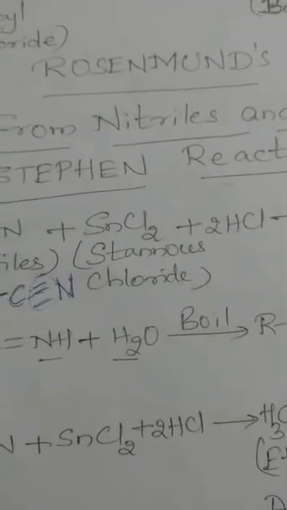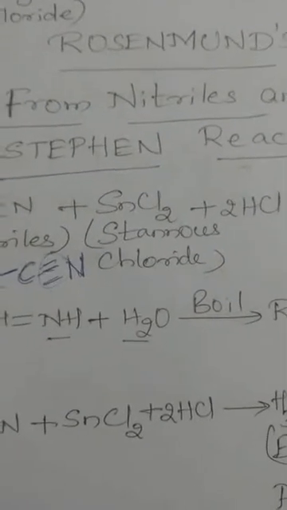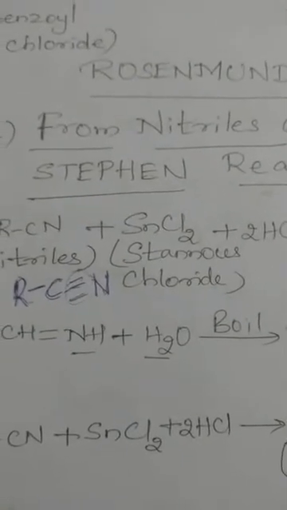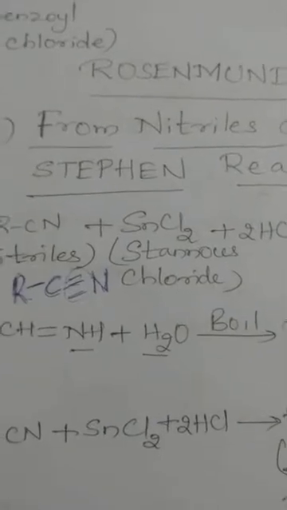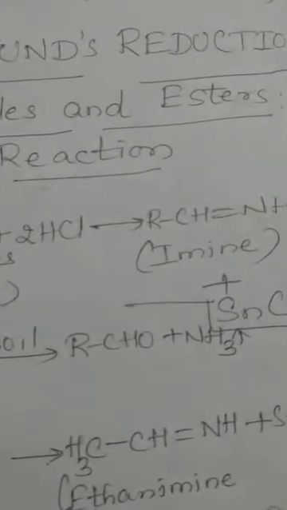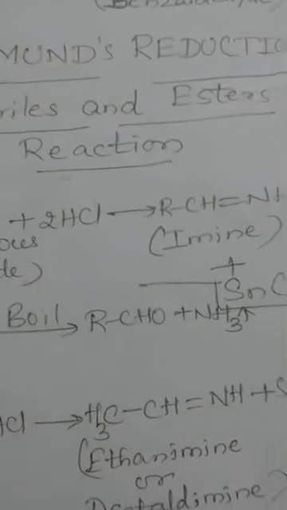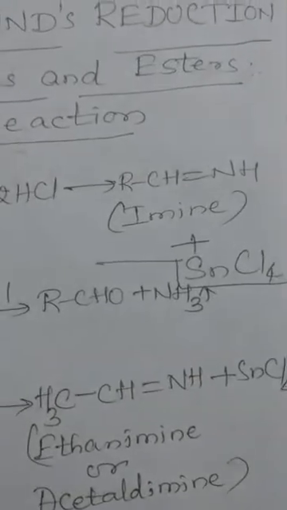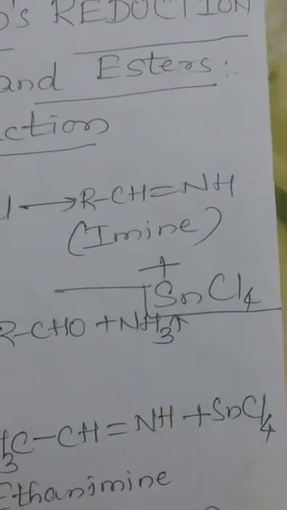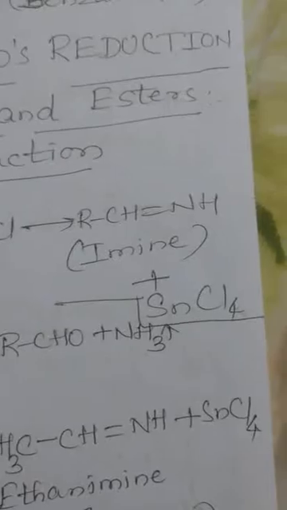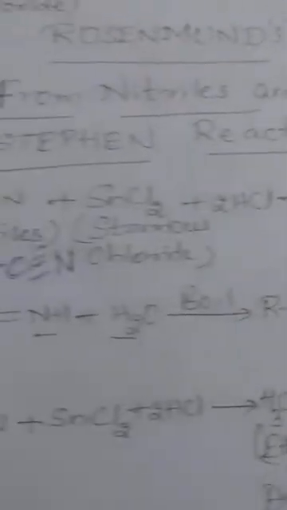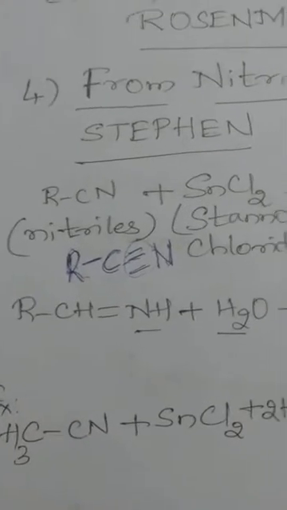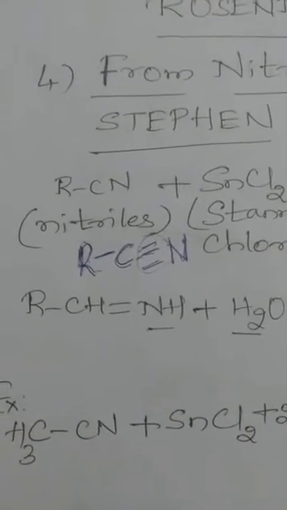Now the two hydrogen atoms present in HCl add across the triple bond of CN, so that the triple bond is converted to a double bond and you will get the imine as RCH double bond NH. The other two chlorine atoms are picked up by SnCl2 to form the byproduct stannic chloride, SnCl4. These imines are further subjected to hydrolysis. RCH double bond NH, an imine, plus H2O.